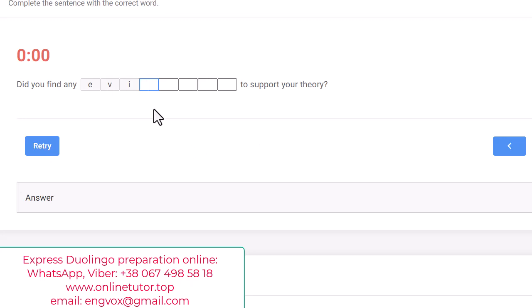So the second stage is guessing the word. Of course, it's mandatory, and unfortunately there is no way to get around this stage. If you know the word evidence, you're happy. If you don't know it, you're in trouble, as they say. So evidence, how do you say evidence? My Latin manner. So, did you find any evidence to support your theory? Okay. We check evidence. Yes. Evidence. Okay, let's go on.